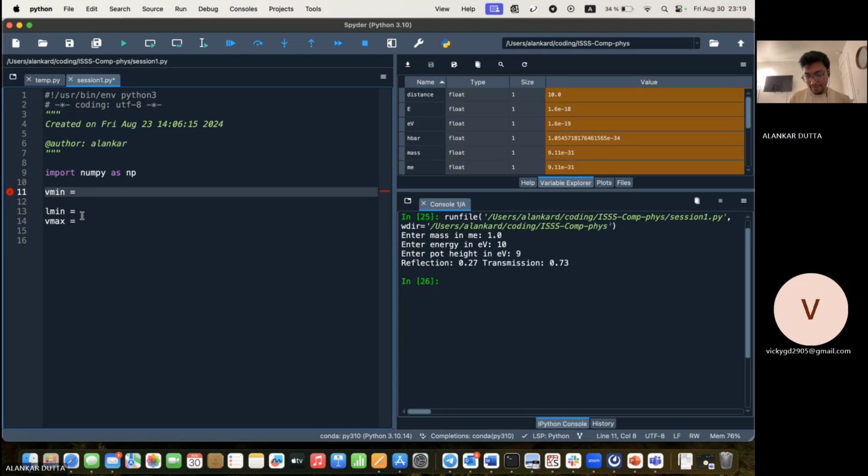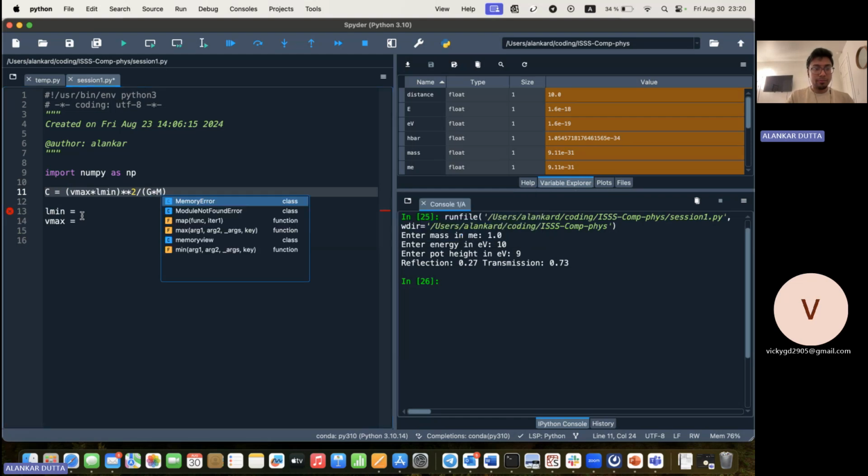Eccentricity. And then there are these formulas for C. There is a constant called C. It's an important orbital parameter, which is dependent on Vmax and Lmin. So this is (Vmax times Lmin) whole square by G times M.